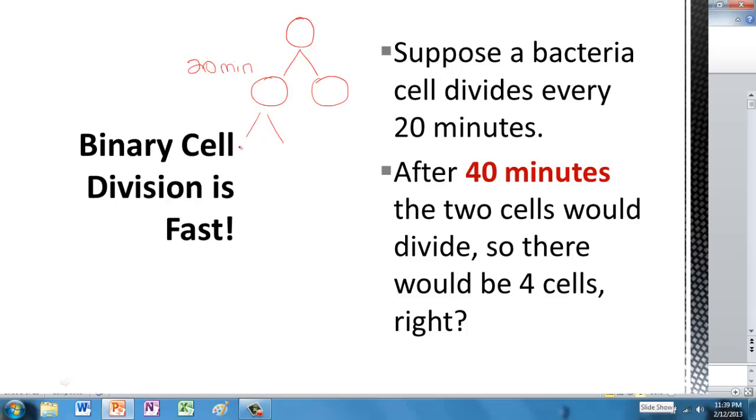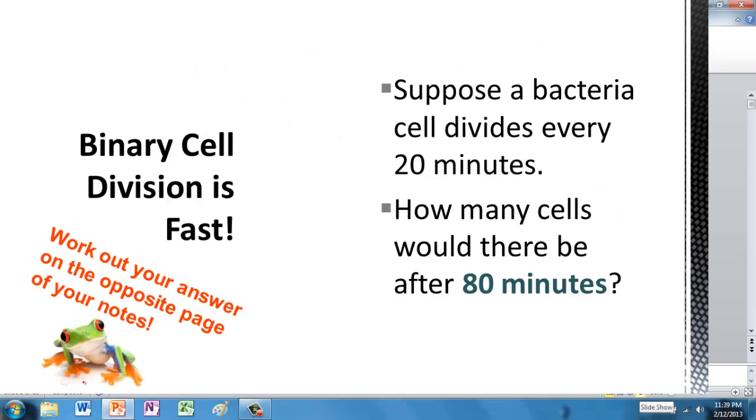And after 20 minutes, this cell will divide in two. So we'll have two cells from this parent. And this cell is going to divide in two. Now you notice my cells are getting smaller just because I'm going to start running out of room. So 20 minutes, we get two cells. Another 20 minutes goes by. And how many cells do we have? Well, 4, right? 1, 2, 3, 4 daughter cells after just 40 minutes. Okay, does that make sense? I hope so. Let's go to the next slide.